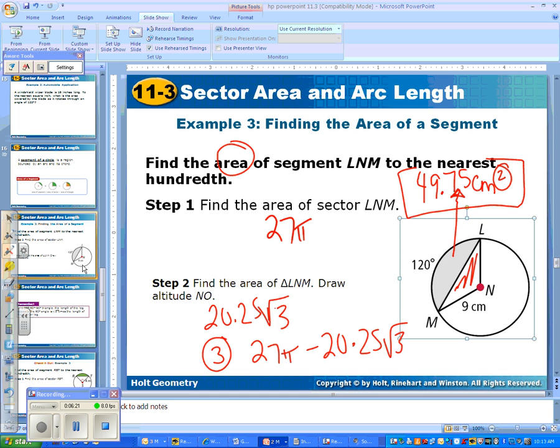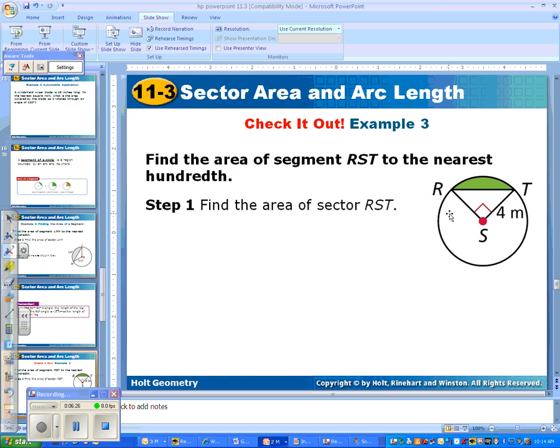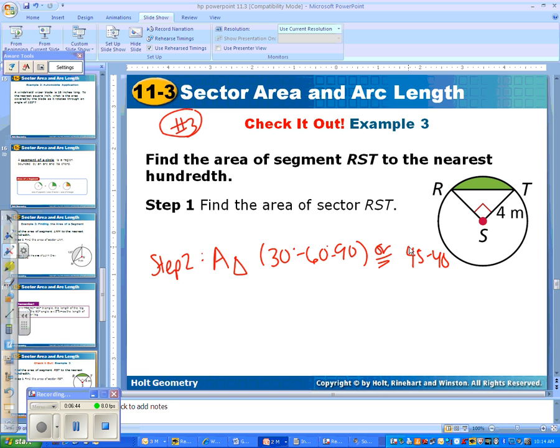And then last question you're going to try, number 3, on your notes. You are going to do this one, number 3. And again, the steps are the same. Step 1, find the area of the sector. Step 2, find the area of the triangle. And again, it's either going to be a 30, 60, 90 or a 45, 45, 90, which might be the case here. And then step 3 is to subtract the two answers. All right, so try this one tomorrow. You might see this one in your quiz. This is the hardest question I could give you about area of segments. Good luck.